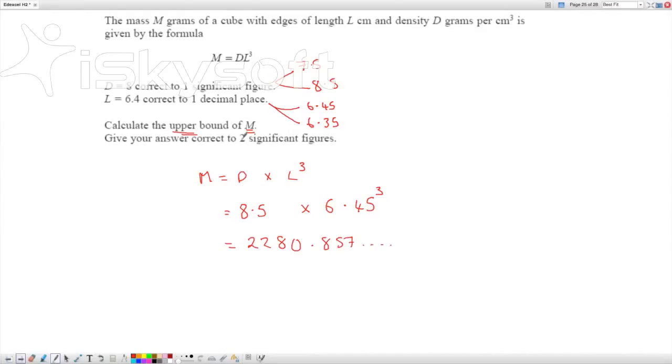and then it continues. We need to give our answer correct to 2 significant figures. So first 2 digits, 2, 2, that are not 0. Look at the next number, big number, so the number in front rounds up to 3, and then we replace the rest with 2 zeros. So rounded to 2 significant figures, 2,300.